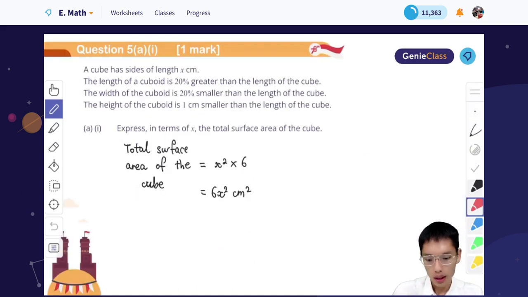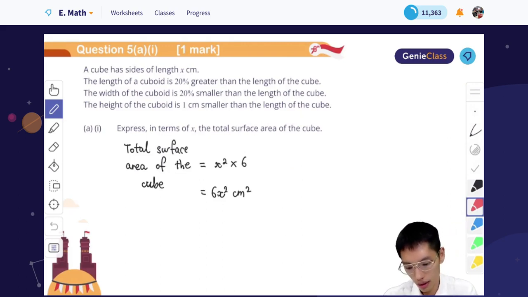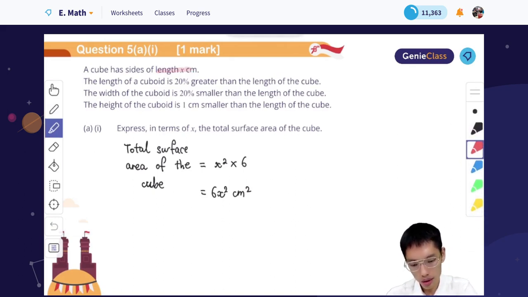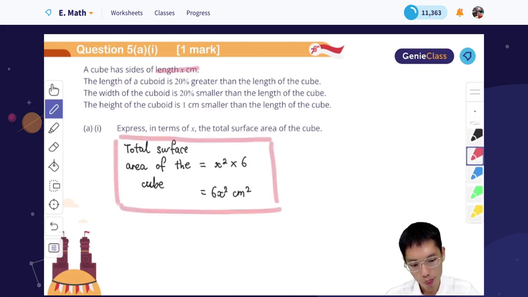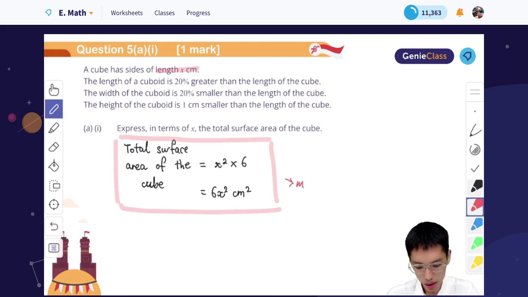Question number 5, I wish to go through, because it may be quite straightforward even though the information can be quite confusing. Express in terms of x the total surface area of the cube. I hope you all realize it is 6L squared for the surface area, and the length is x. So L is x, therefore it's 6x squared cm squared. That's how you get the 1 mark, and this should be the answer mark.